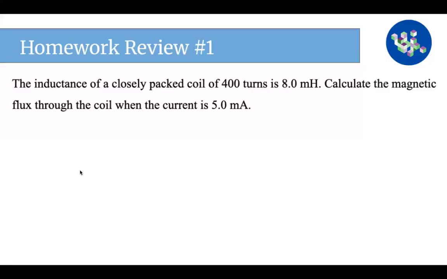Let's go over the homework from last week first. Remember, we learned about inductors, right? First problem: the inductance of a closely packed coil of 400 turns is 8 millihenry. Calculate the magnetic flux through the coil when the current is 5 milliampere.